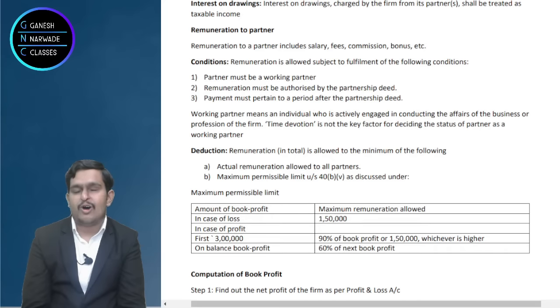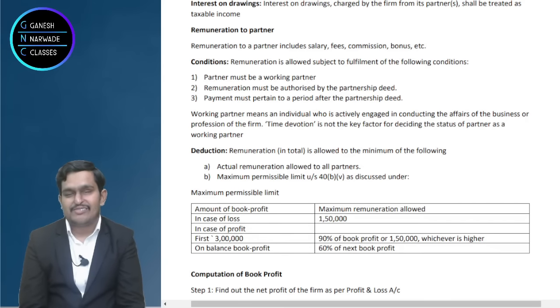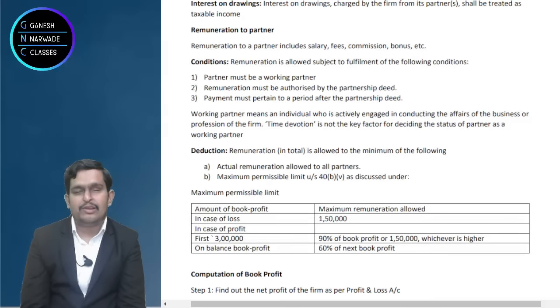Now what we need to do is compute maximum remuneration as per section 40B, and that is based on the book profit. Okay, let's understand. First thing, suppose you are into loss, so your firm did not get any profit. If I have said wrong, correct it. Please remember, your firm is into loss.